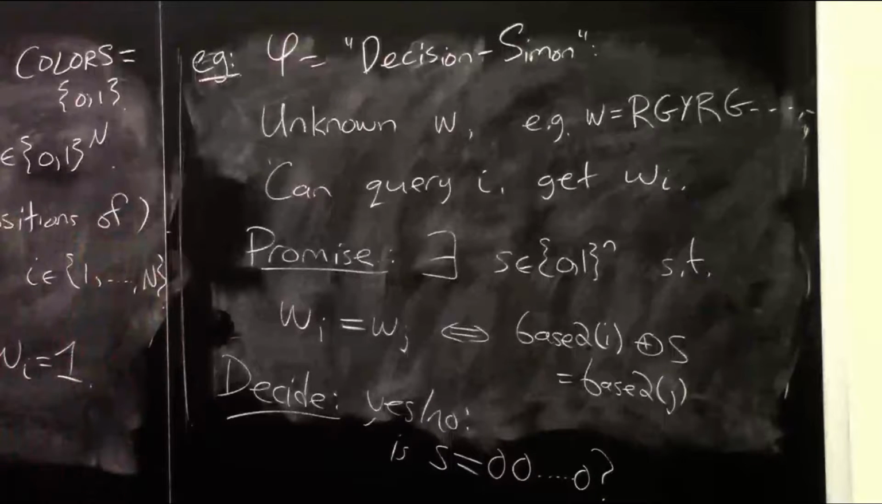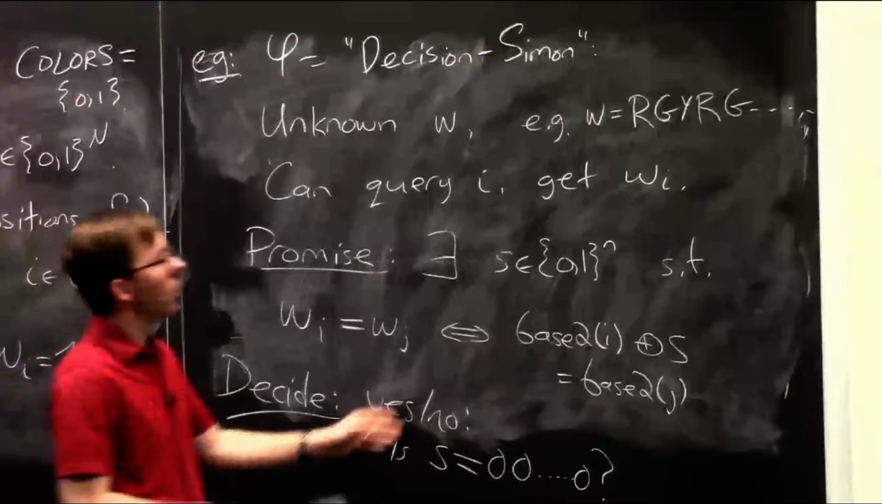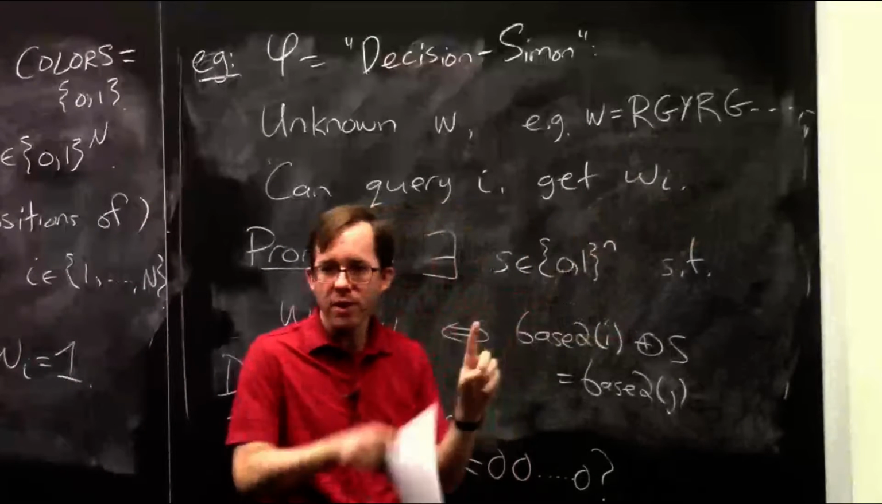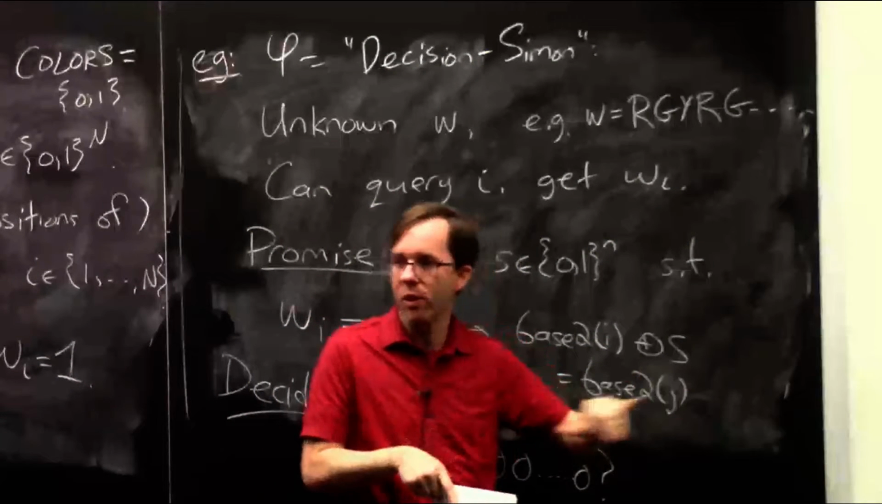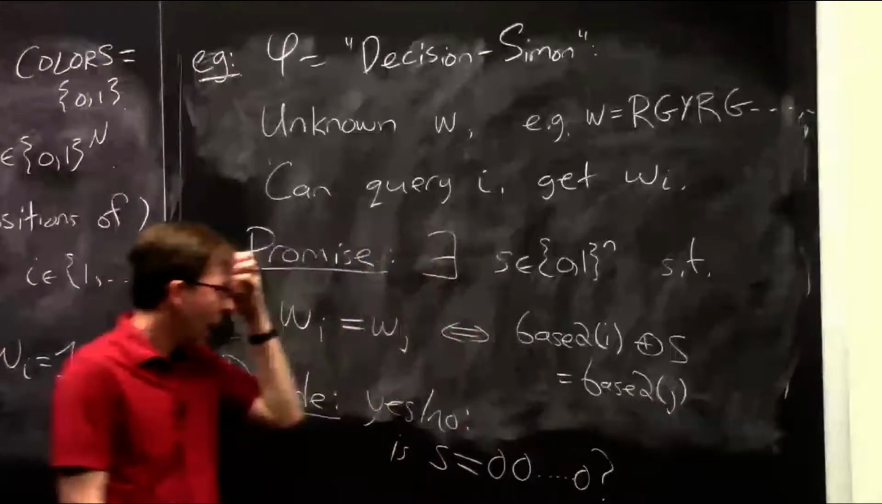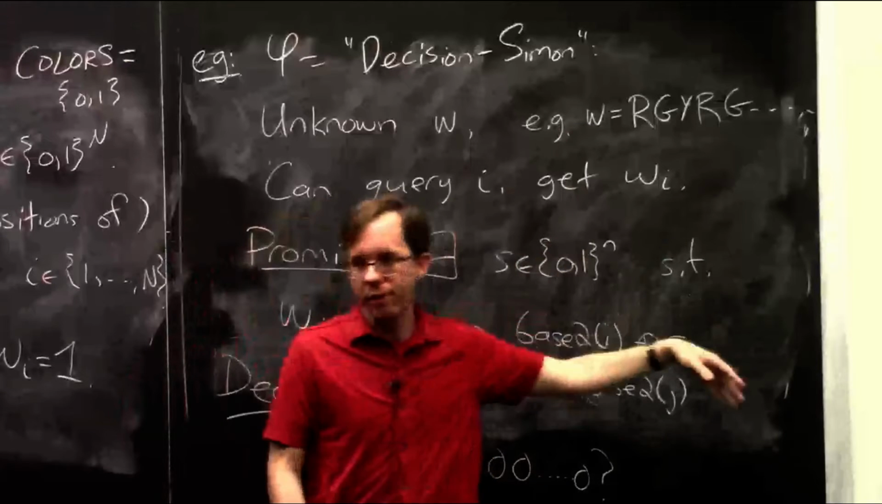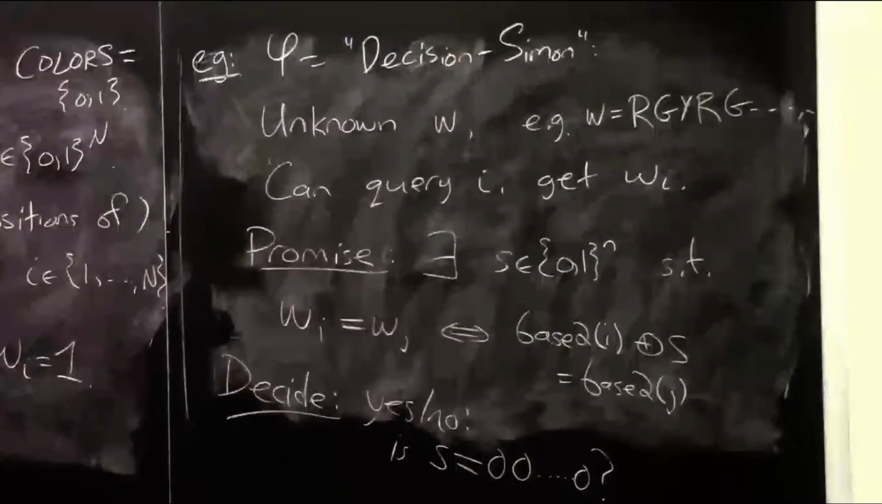So remember the normal Simon's version, you're promised that S isn't all zeros, which basically means these positions are paired up in a certain way. W has the same value on the pairs and different colors on all the different pairs. And now we're assuming that it's either like that or just all the colors are different. And you have to tell the difference.